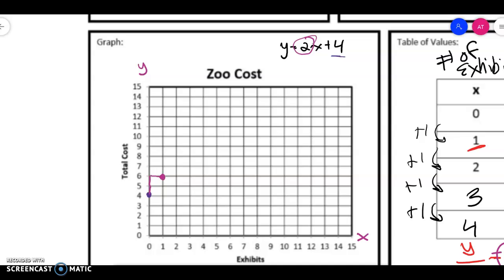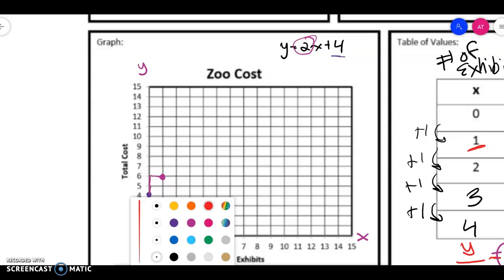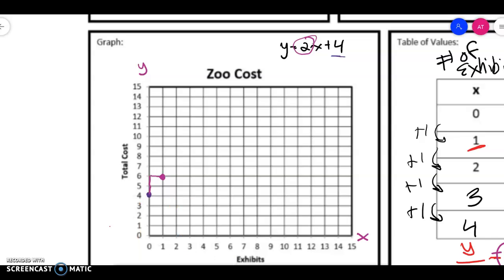If I do it again, I'm going to rise 2, run 1 from that new point, make a dot. Up 2, over 1. And if I keep doing this, I'm going to do it all the way to the edge of my graph. That's as far as I can go.